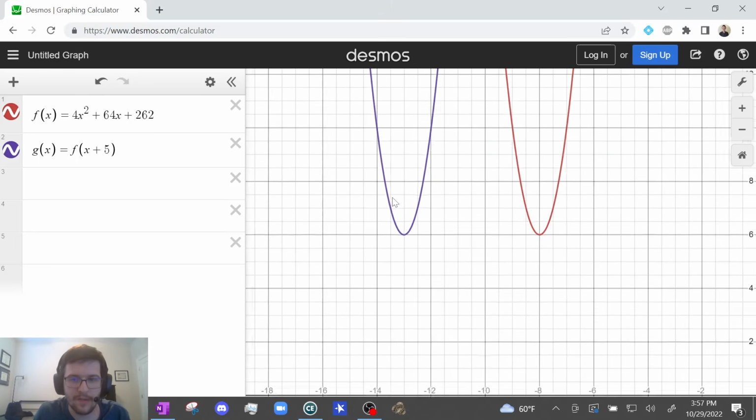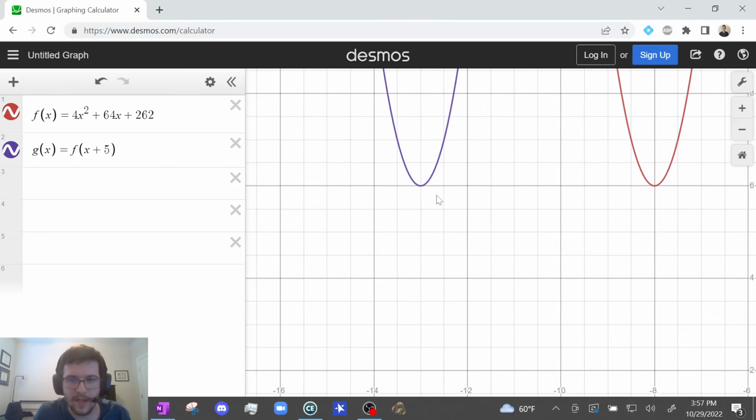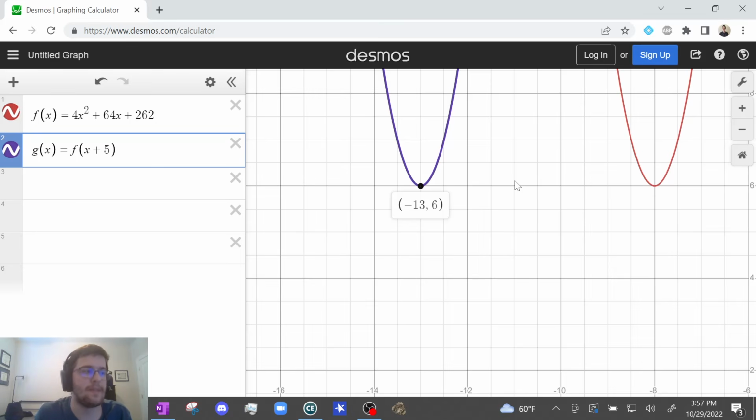Okay, so let's zoom in here. And let's look at its minimum. Let's click on it. All right, it tells us it's negative 13, comma 6. So if it asked what's the minimum, we would say 6, the y value. But because it says what value of x does it reach its minimum, it wants the x value.